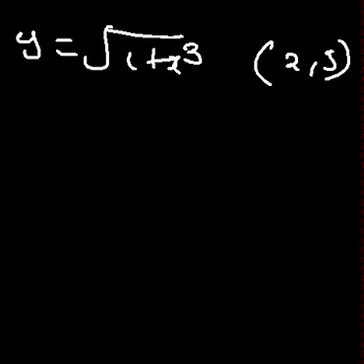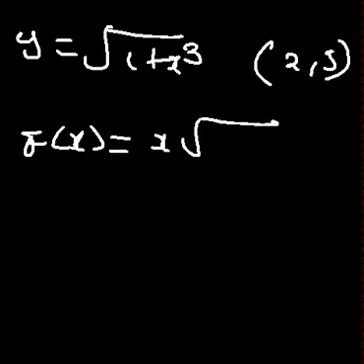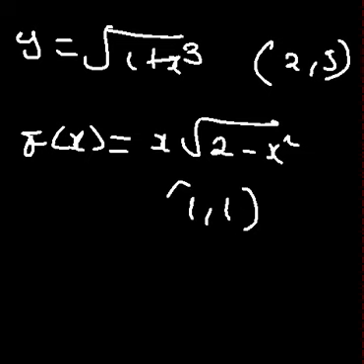And if we have a point in that way, let's say we also have f of x equal to x times the square root of 2 minus x squared. Also try to find the tangent line of the function at the point 1, 1. So try that one at your own time. And also try this one as well.